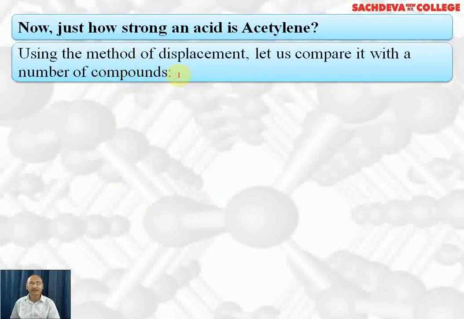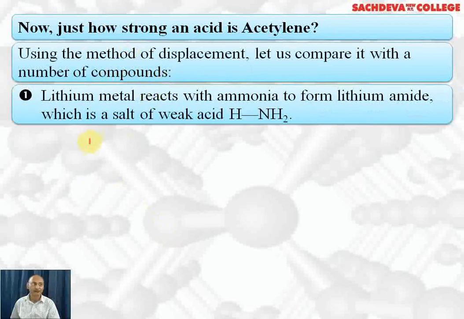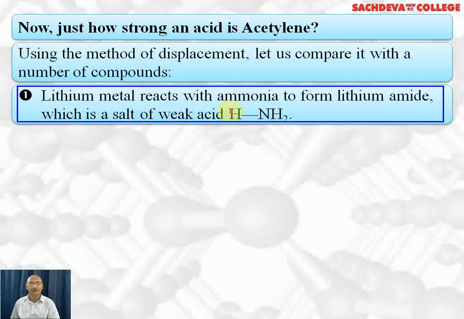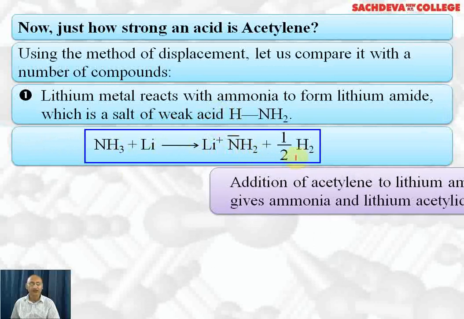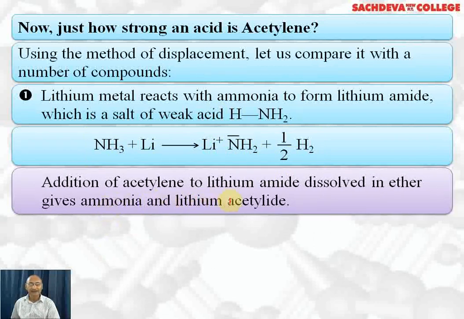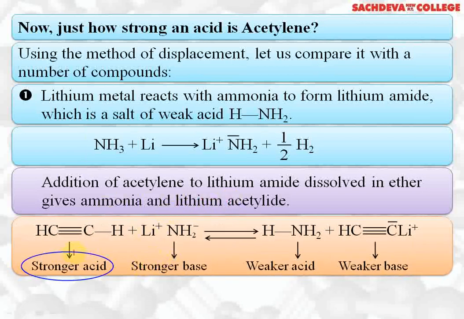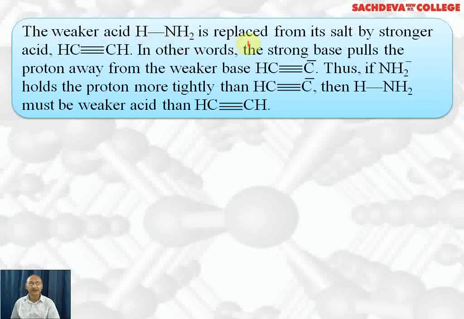Using the method of displacement, let's compare it with a number of compounds. Lithium metal reacts with ammonia to form lithium amide, which is a salt of a weak acid, that is ammonia. Ammonia reacts with lithium to form lithium amide. Lithium is positive, NH2 is negative, plus half mole of hydrogen is formed. Addition of acetylene to lithium amide dissolved in ether gives ammonia and lithium acetylide. This is a stronger acid, this is a stronger base. It forms ammonia, which is a weaker acid, and lithium acetylide is formed, which is a weaker base. The weaker acid HNH2 is replaced from its salt by the stronger acid acetylene.